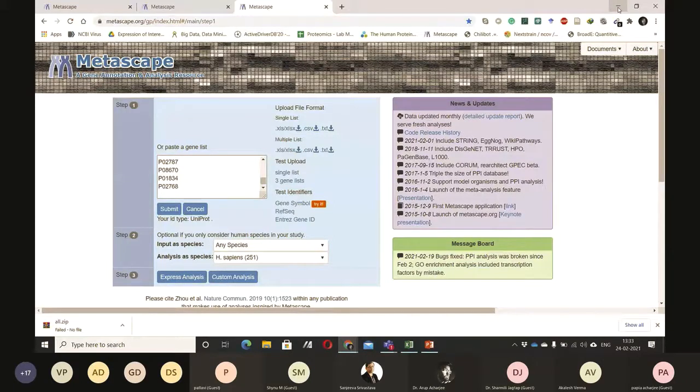What you can do is try to manually map, or else, since out of 256 you got 251 mapped, you can go ahead with that as well. So I will select Homo sapiens 251, and there's an option of express analysis and custom analysis. We are running out of time, so we won't go into custom analysis. But what express analysis does is it uses a default setting. When you're starting off with your data analysis and you want to get a flavor of how the data looks, you can just click on express analysis.